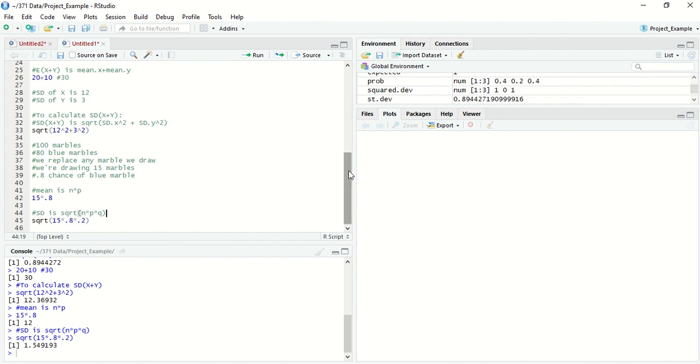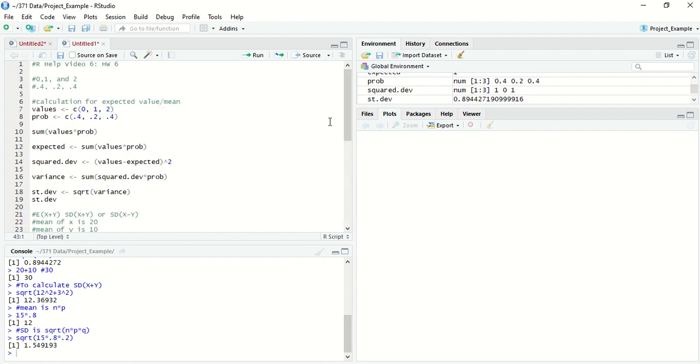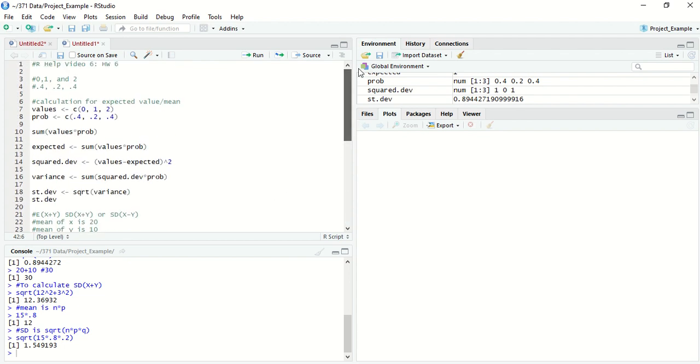That should cover everything you need to know for homework 6. You might need to brush up on your probability skills, but this is how you create vectors in R. Again, I would like to emphasize that you should understand this from a conceptual level before just memorizing square root NPQ or any other vectors or formulas.